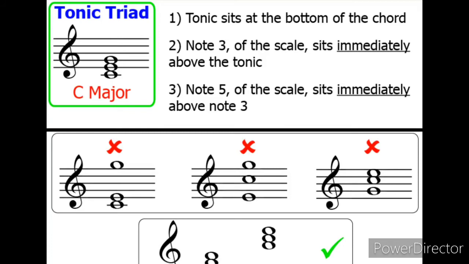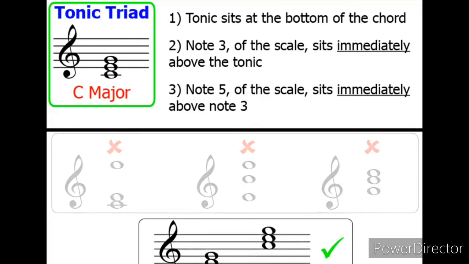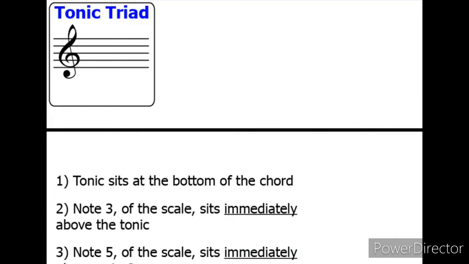If I take away the staves for our incorrect examples, you'll see that some of the notes look like they are floating in mid-air. Always make sure that when writing a tonic triad that they must always sit neatly on top of each other. Let's move these tonic triad instructions to the bottom of the screen to help us with our next example. Let's have a look at a tonic triad for another key, D major.